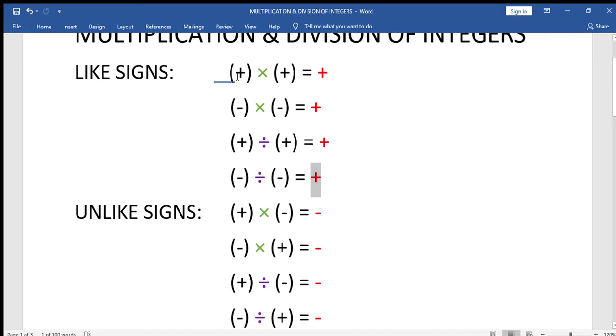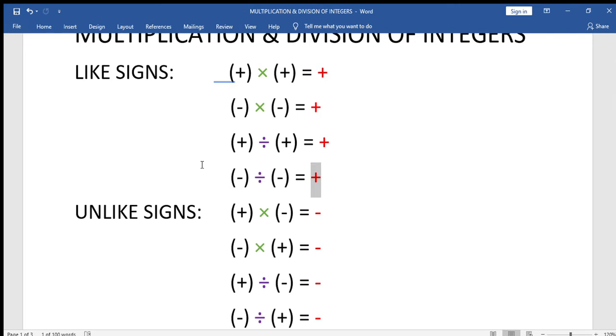Kaya nandito siya, oh. Positive multiplied by positive is positive. Negative multiplied by negative is still positive. Positive divided by positive is positive. Negative divided by negative is still positive. Ito ay gagamitin kapag ang mga signs ay pareho, involving two integers that are being multiplied or divided.